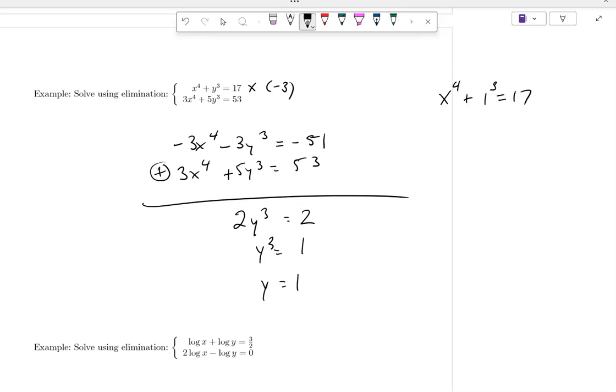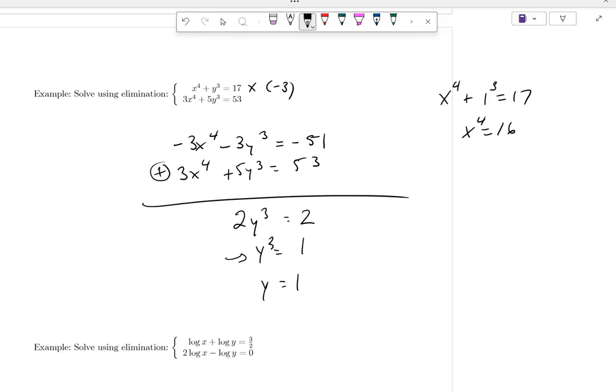So x to the fourth plus 1 equals 17. 1 cubed is 1. So subtract it over, we get x to the fourth equals 16. Now, in this step, we took the cube root, right? Because we had a cube, third power. This one we want to do a fourth root, right?